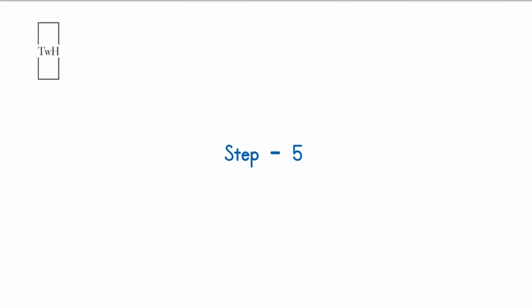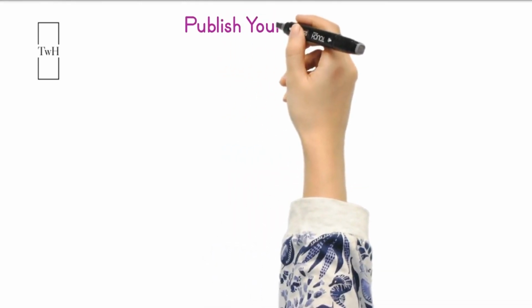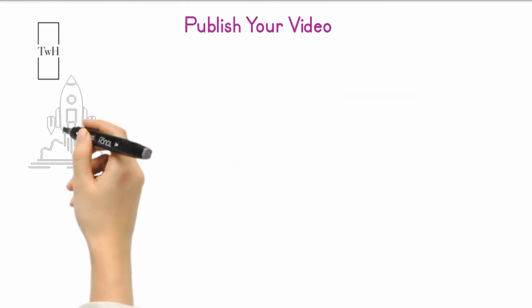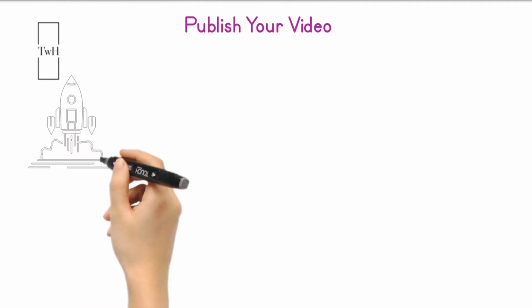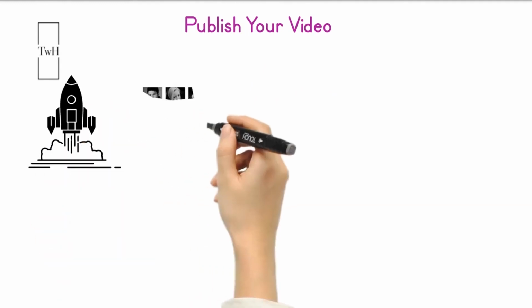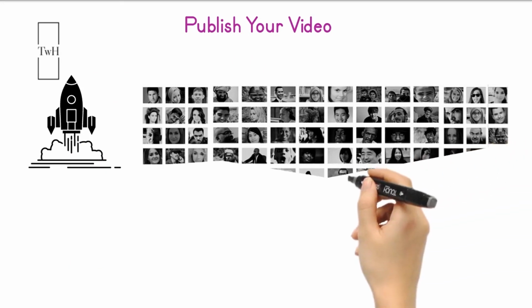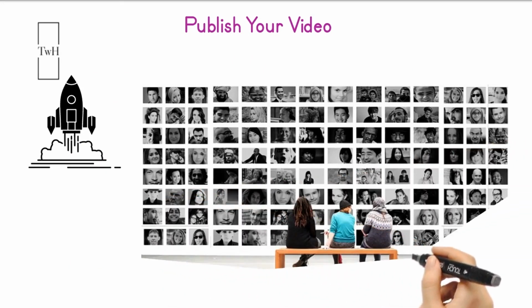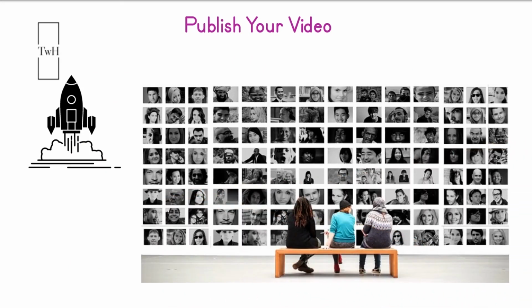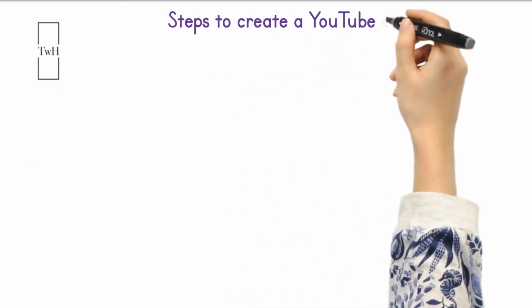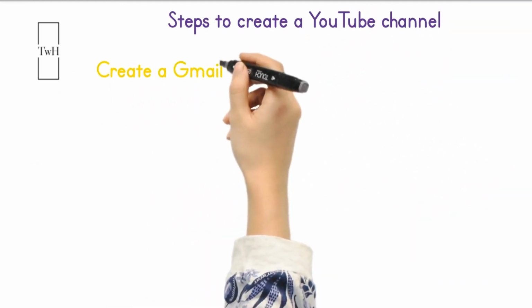Step 5. Publish your video. Once you have added all the necessary information for your video, click on the Publish button. Your video will be uploaded to your channel and will be visible to your subscribers and anyone who visits your channel.